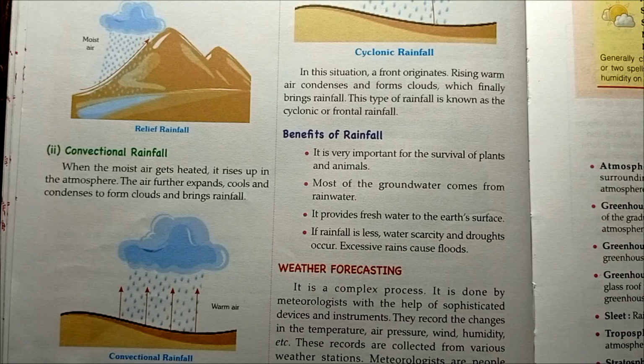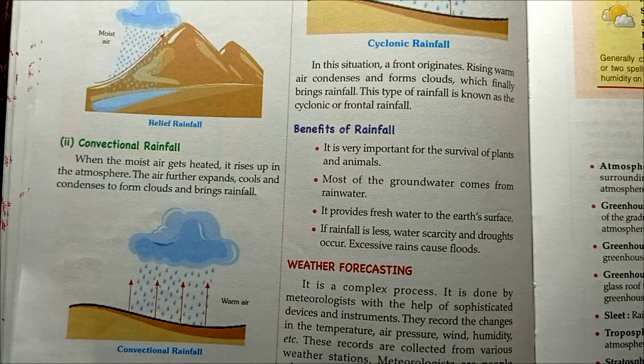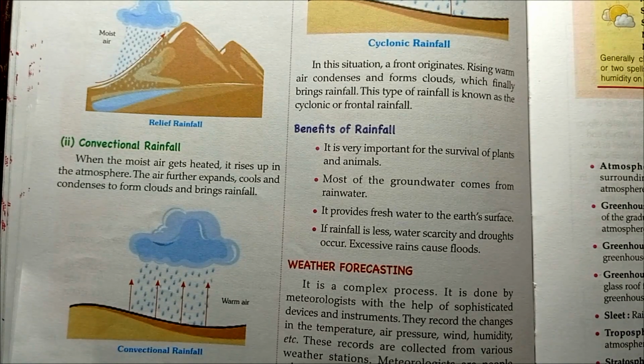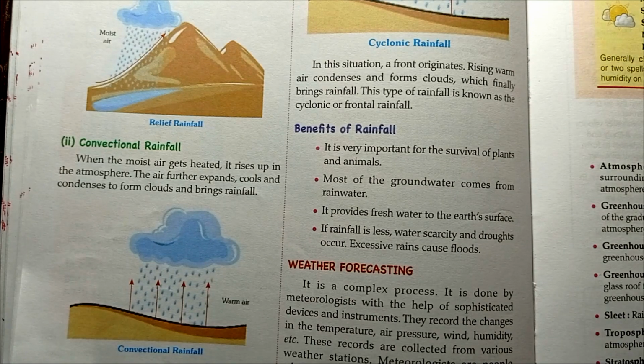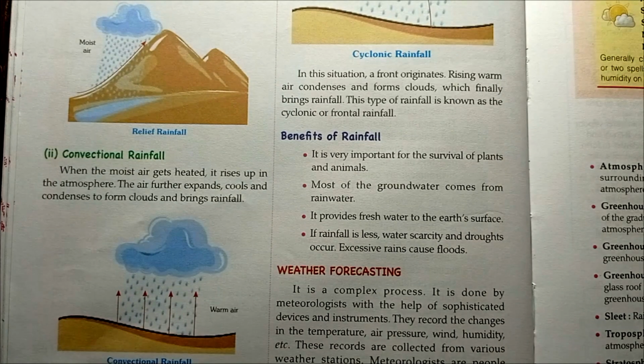Now, we will see the benefits of rainfall. Students, rainfall is very important for the survival of plants and animals. And we human beings are also known as social animals. So, rainfall is important for us also, isn't it? When rainfall occurs, the rainwater is stored under the ground, which is known as our groundwater. So, where does the groundwater come from? It also comes from the rainwater. The rainwater is fresh water. From where do we get it? We get it from rainfall. So, all these are some of the benefits of rainfall.